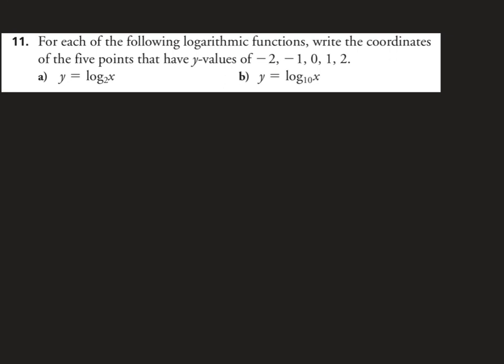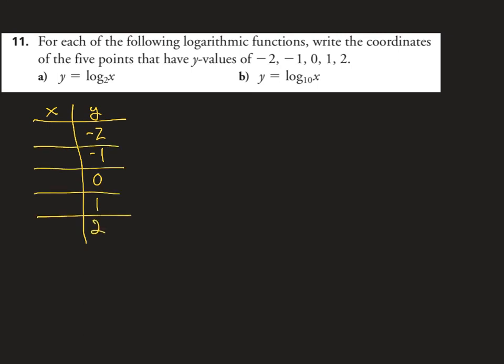All right, to do that, let's just make a table of values. I have an x and a y, and I want the y value to be -2, -1, 0, 1, and 2, and I need to find those x values. Let's start with part A. For part A, we have y equals log of x base 2. All right, so for this one, we're saying that the y value is -2. So we're saying -2 equals log of x base 2.